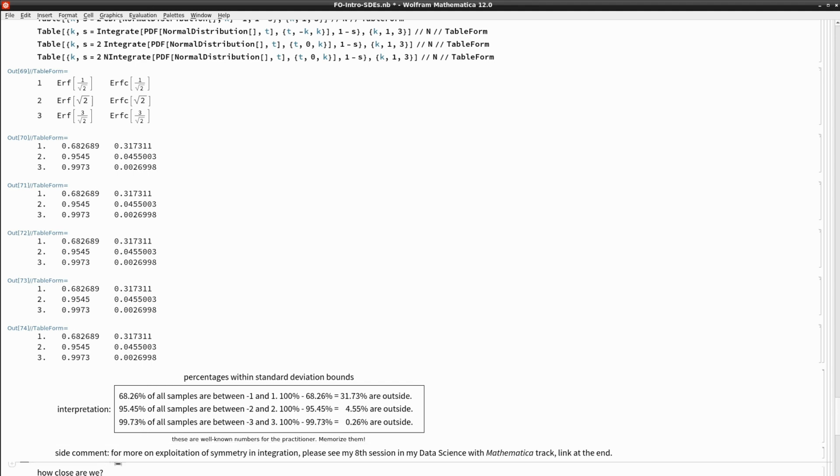And a side comment, for more on the exploitation of symmetry in integration, please see my 8th session in my Data Science with Mathematica track. The link is at the end.